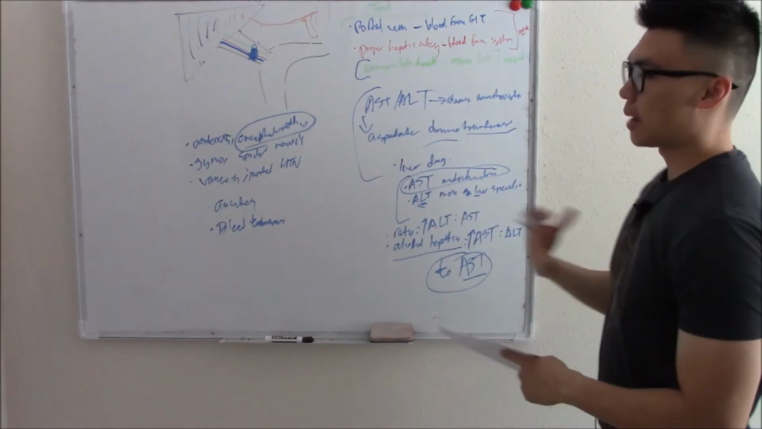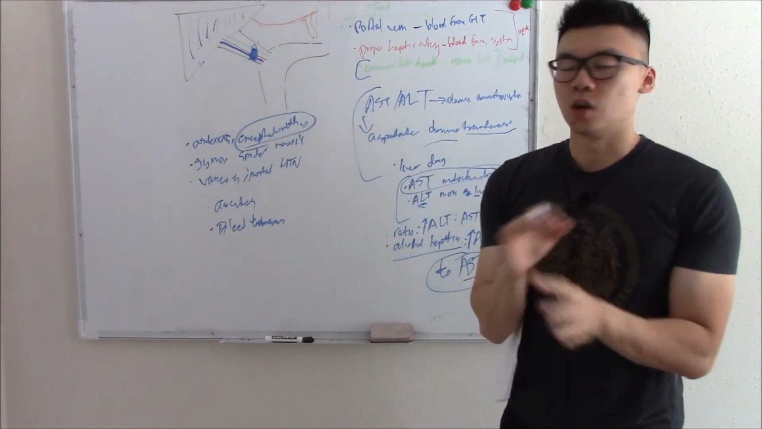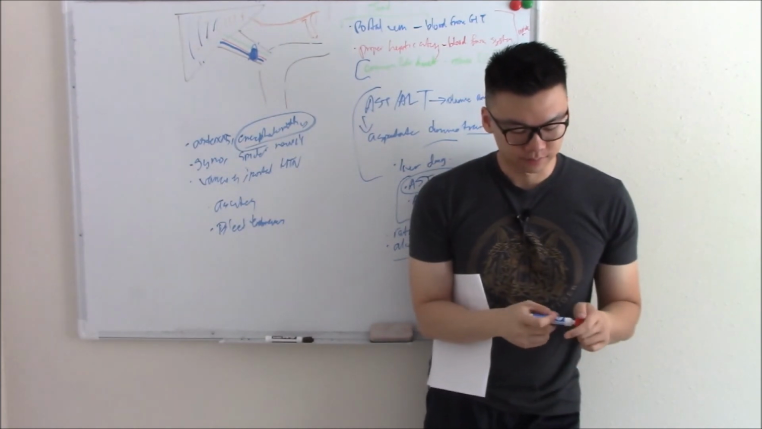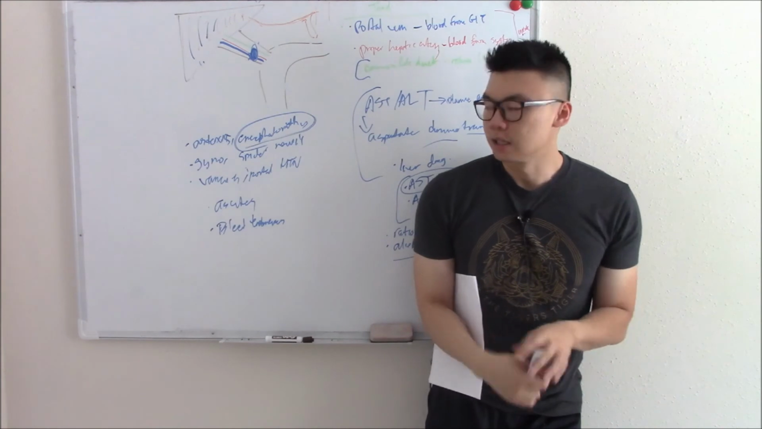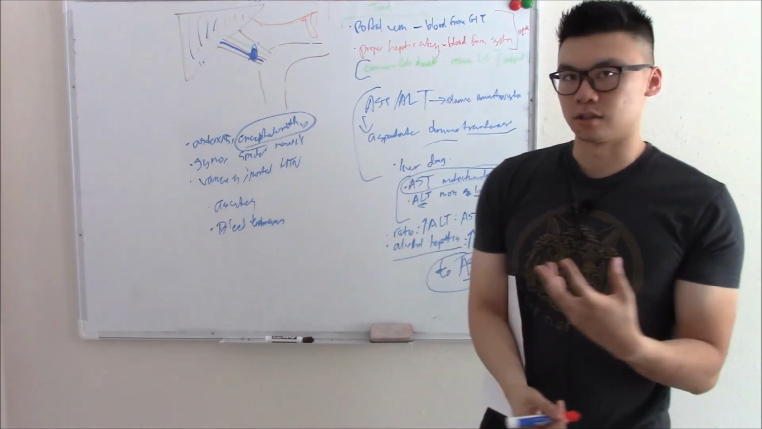Now these show damage to your liver. What they aren't are liver function tests. Don't ever say to an attending or to your senior, oh, I would order the liver function tests like AST, ALT. That's wrong. These are not liver function tests. They just show damage, but they don't show whether or not your liver is still functioning.